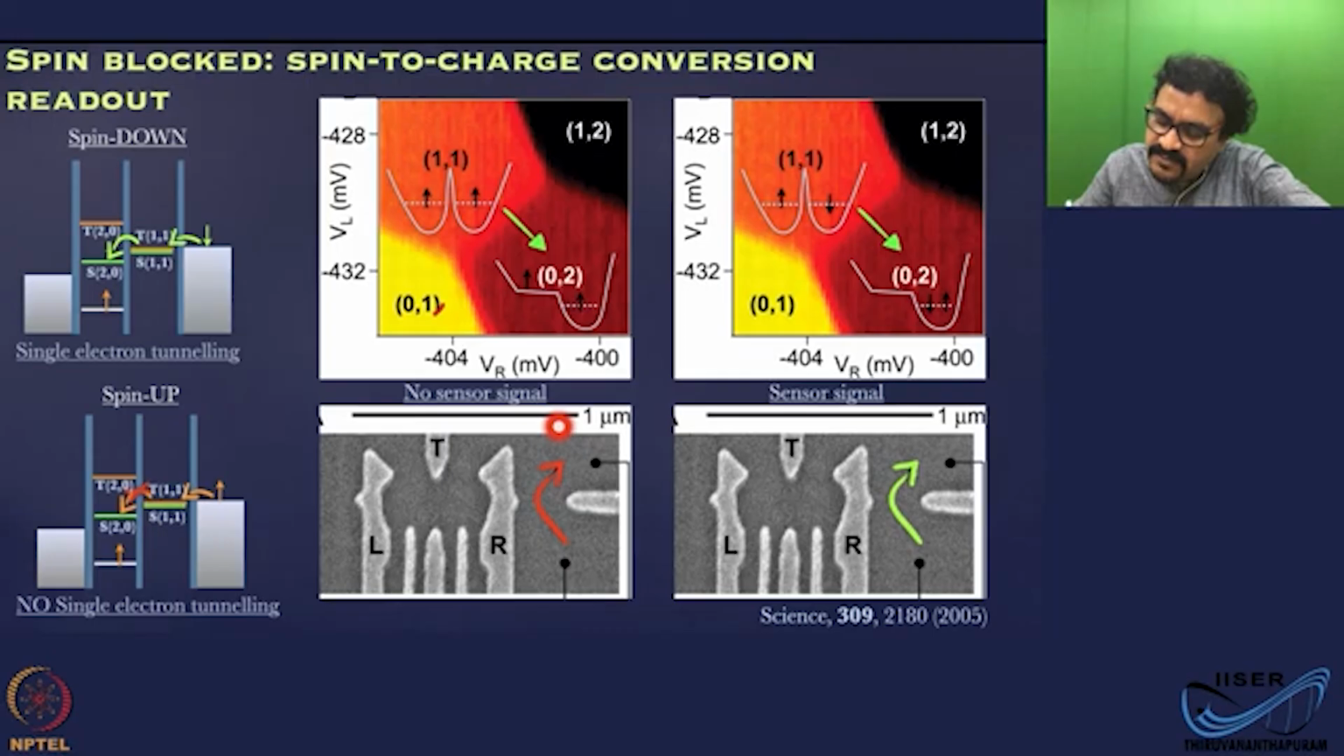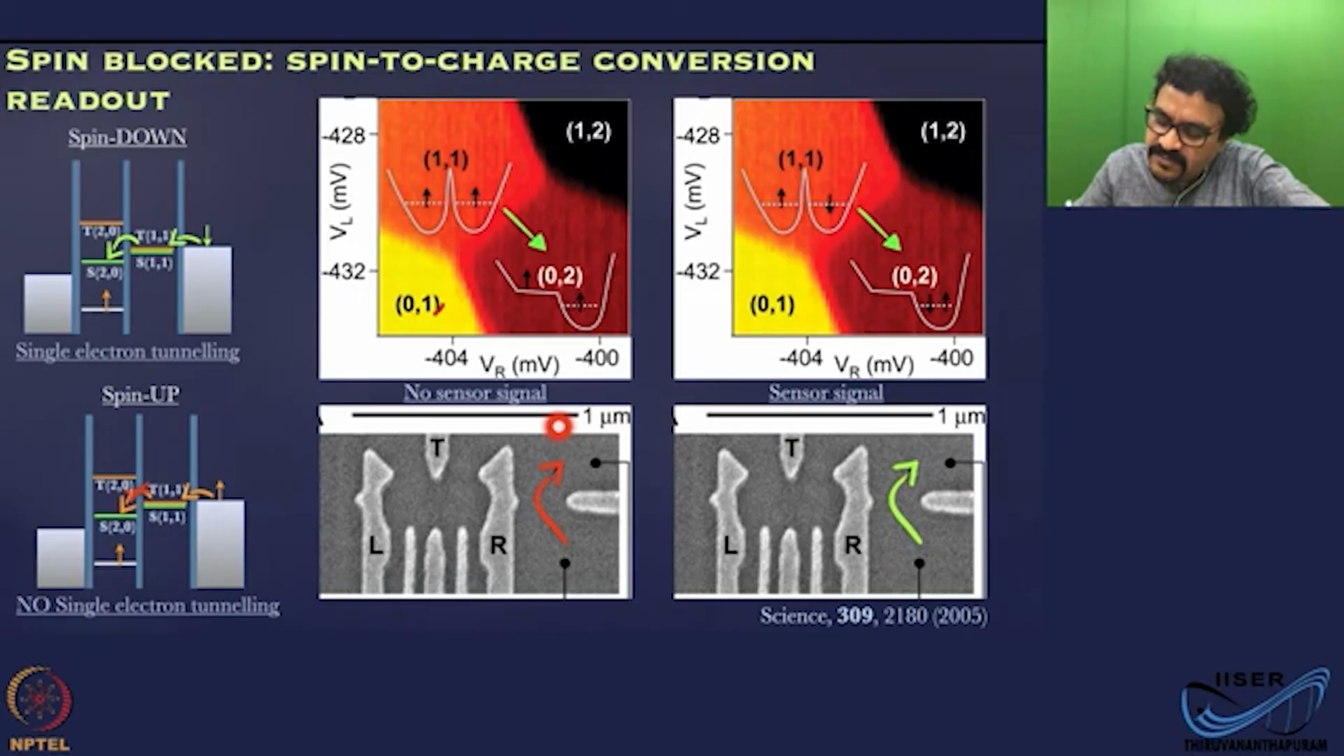Okay, 0-2 or 2-0, it doesn't matter. That means a singlet state can form a 2-0 or 0-2 state. If the initial spin is spin up, parallel to this spin, then it is going to form a triplet state. Then that cannot form a 2-0 state here, or a 0-2 state, in the discussion we are trying to say. So what that means is this spin information is now encoded into the charge information.